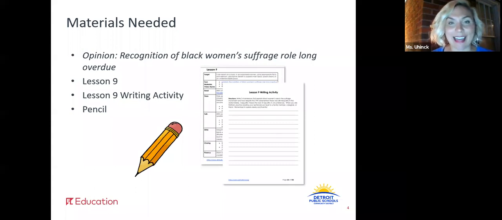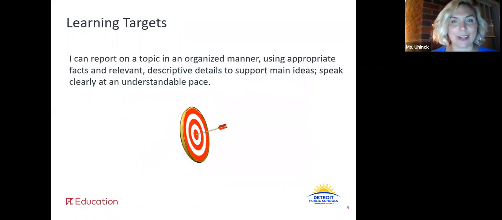Great. Now that you have your materials, let's look at our learning targets. Our learning target today says, I can report on a topic in an organized manner using appropriate facts and relevant descriptive details to support main ideas. I can speak clearly and at an understandable pace.